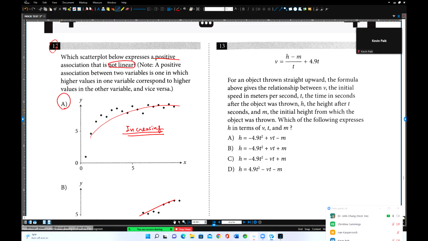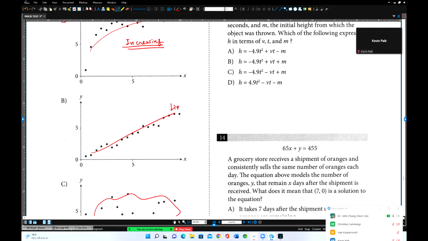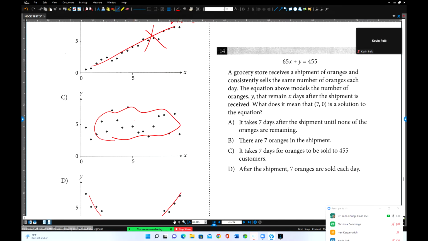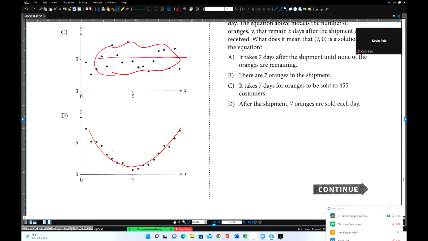Okay, this is linear, but they say it is not linear. Not this one, but this one is. Okay, this is not increasing, so not a positive association. This is negative. Okay, quadratic association, that is not linear. Positive correlation, okay.